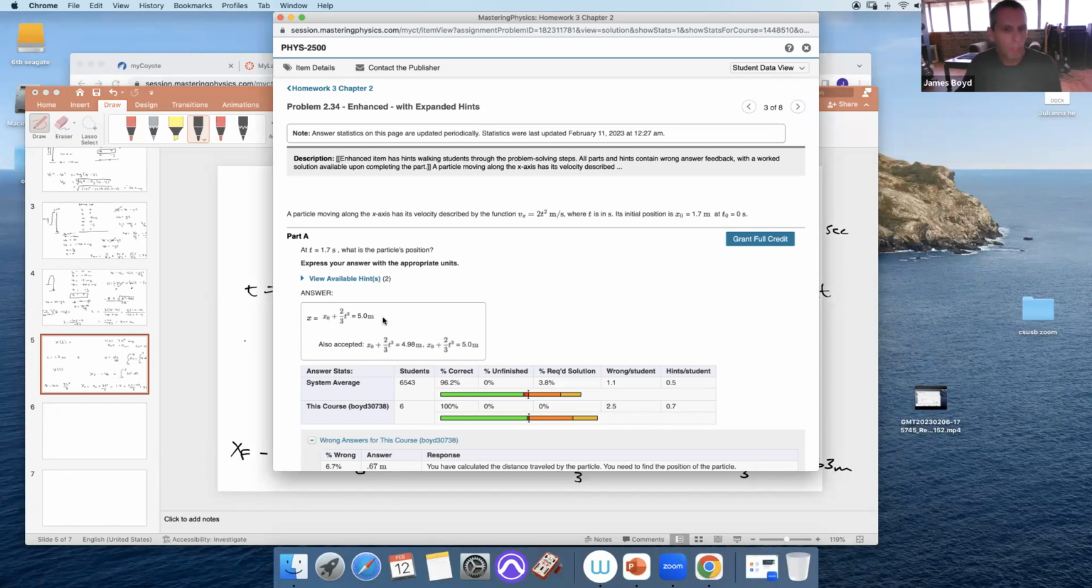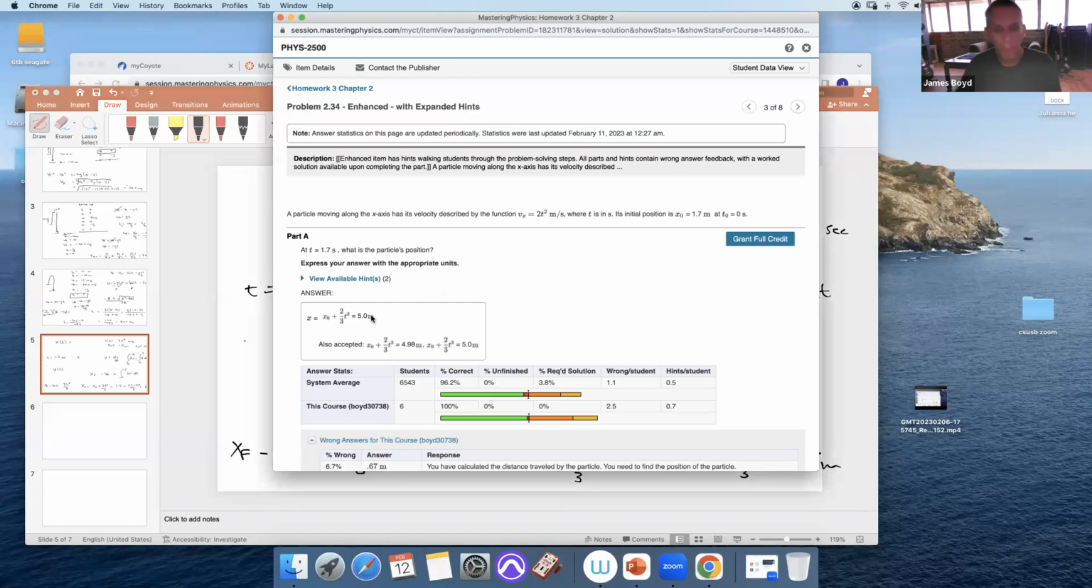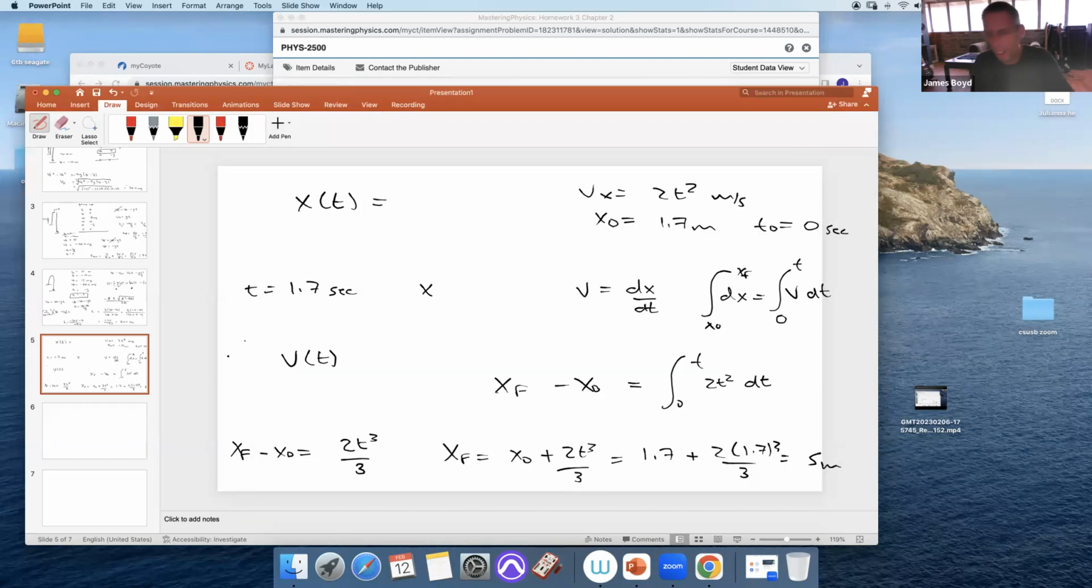No, I don't. Oh, this is t cubed. I'm so sorry, you guys. I'm dumb. 2 times 1.7 times 1.7 times 1.7 divided by 3 plus 1.7 is about 5 meters. I just wrote t squared instead of t cubed. It's a simple integral. You should know how to do it.